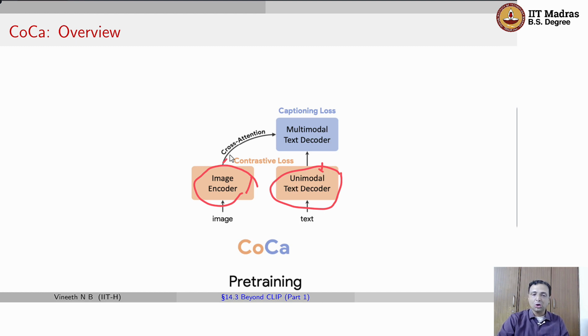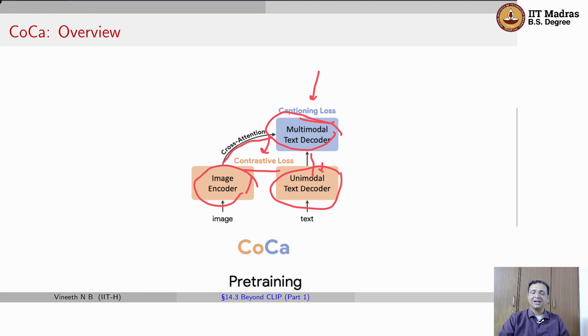Now they use cross attention over the output of the unimodal text decoder to build a multimodal text decoder, and they use two kinds of loss functions to train such an overall model: a contrastive loss and a captioning loss. Okay. Let's see these components in more detail.